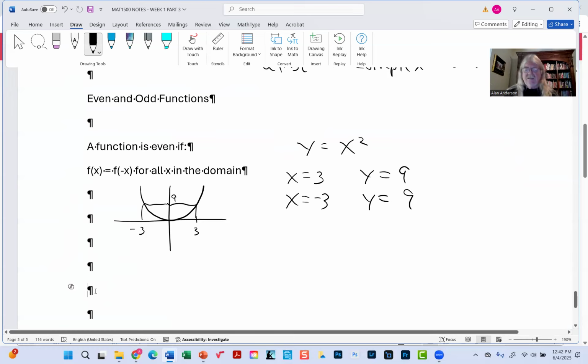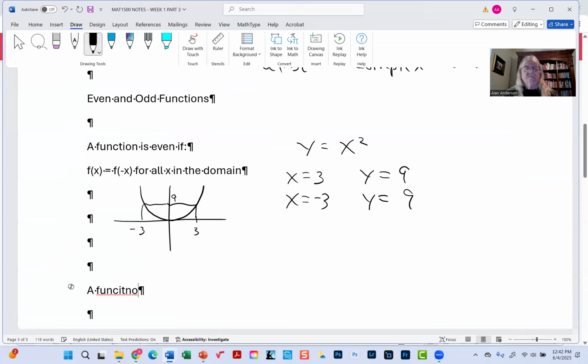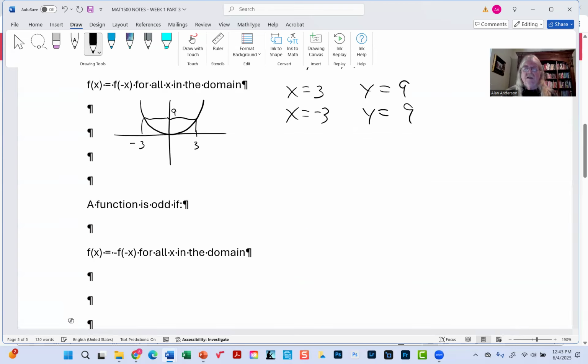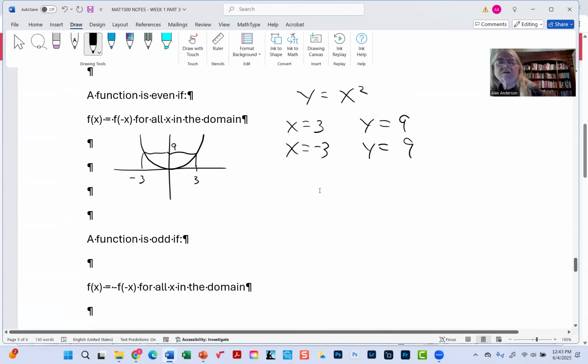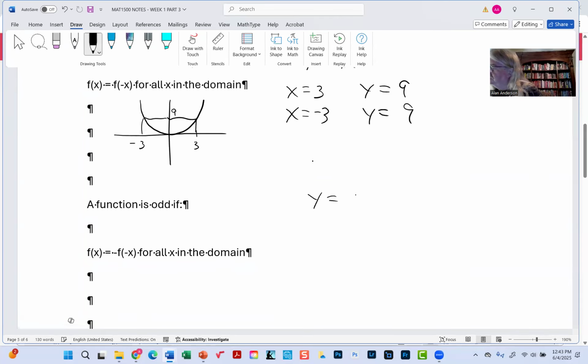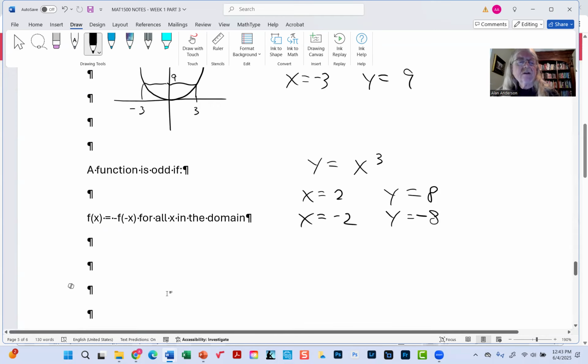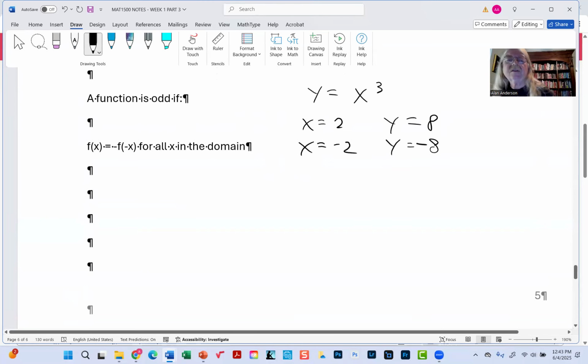Now, odd means... so in other words, the classic example of this is y equals x cubed, which means that if x is 2, y is 8. If x is -2, y will be -8. And that'll be true for all x's. Okay. So here, there is symmetry, but it's not with respect to the vertical axis.